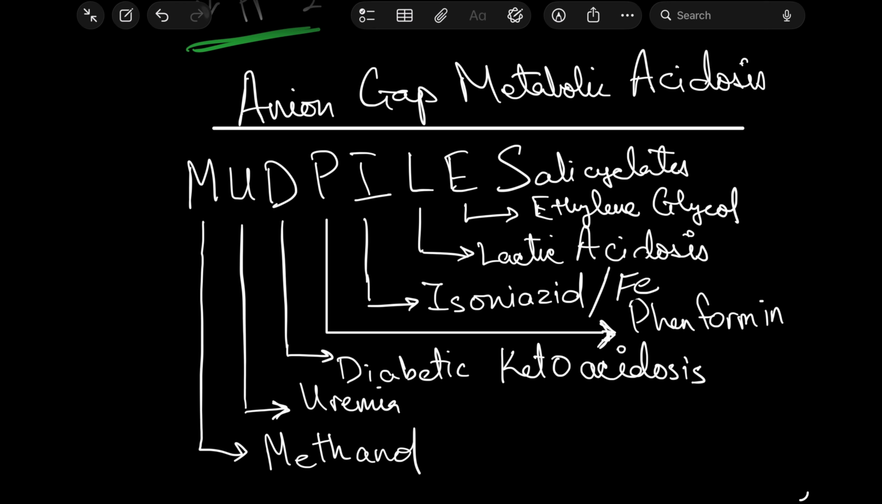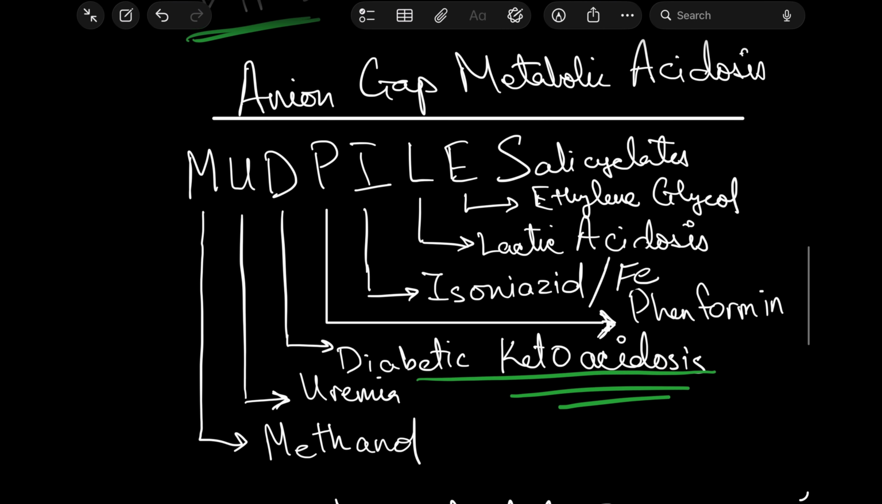D for diabetic ketoacidosis. Ding, ding, ding. That refers to our question. This patient has a metabolic anion gap acidosis. Just a quick go through the other causes. P for paraldehyde. That is a medication. I for isoniazid and iron tablets. L for lactic acidosis, another high yield association. Lactic acidosis need not be associated with only exercise. It is also associated with shock because the tissues are not being well perfused. E for ethylene glycol, antifreeze, and S for salicylates or aspirin.